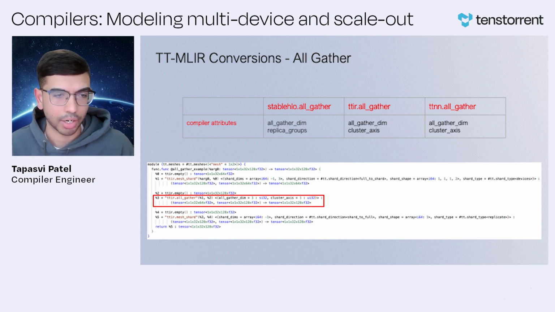So over here in TTIR, you can see we have an all gather dimension and the cluster axis for this particular tensor. Here we have the input tensor, which is 32 by 64. We're going to perform an all gather on cluster axis 1, so 2 devices. So essentially, we have a final tensor of 1 by 1 by 32 by 128.